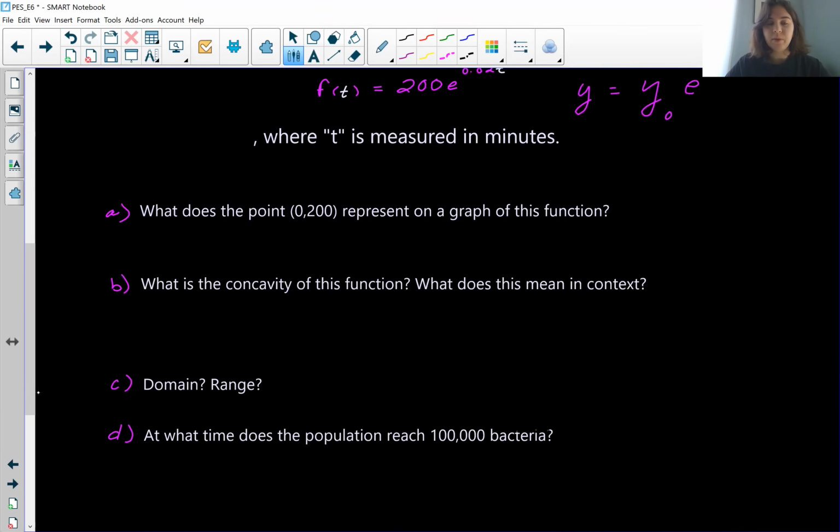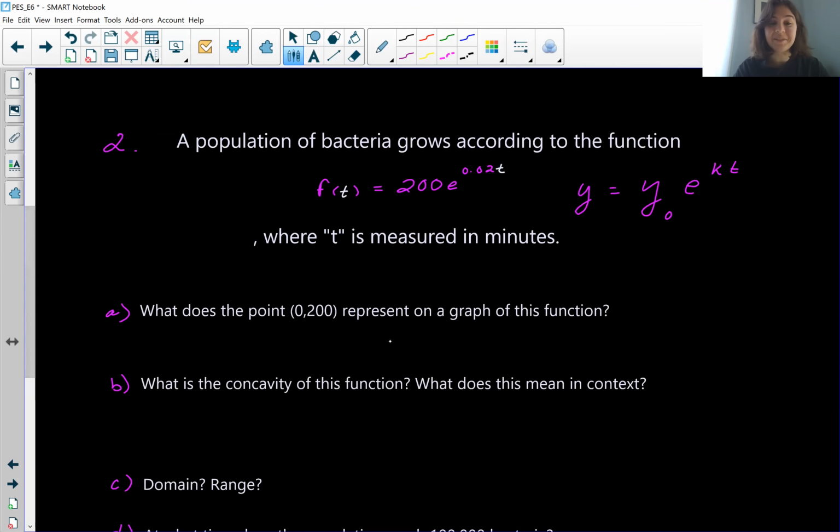So for part A, what does the 200 represent on the graph of this function? And so if we think about it, t is our independent variable. And if we plug in 0, that's going to be 0 minutes. And so at t equals 0, we have a value of 200. And this is modeling the population of bacteria. So this is basically telling us the initial amount of bacteria, and that's going to equal 200. So important to recognize that.